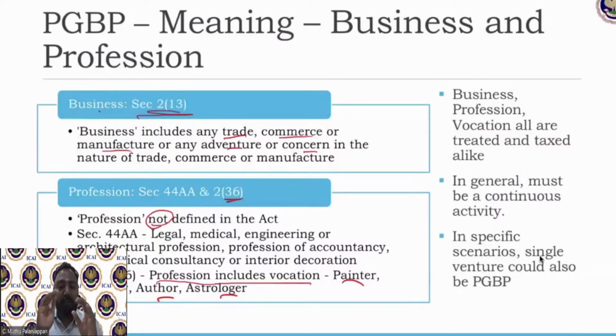Occasion is a form of activity which need not have a proper educational stream. So that's what profession and occasion is about. Now, we said profession is not defined in the Income Tax Act, right? We did say that. Just to understand it, there is a section called 44AA. We'll understand this a little later in our classes.